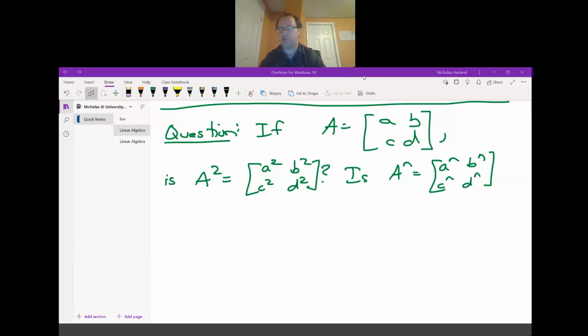If A is just a random 2 by 2 matrix, we know we can multiply it by itself. We know we can square it. So the question I have for you, and feel free to pause the video if you need a moment to think about it, although by this point the answer should be something you would know pretty quickly: is A squared equal to the matrix obtained by squaring each entry? And similarly, can we do that with general powers?